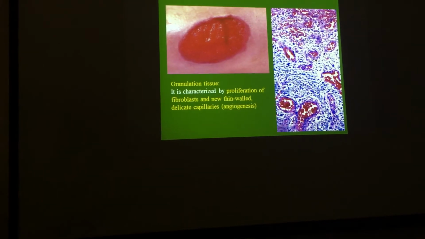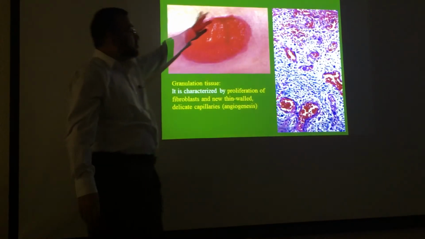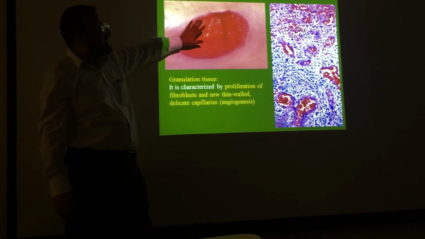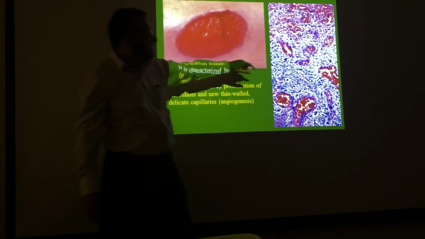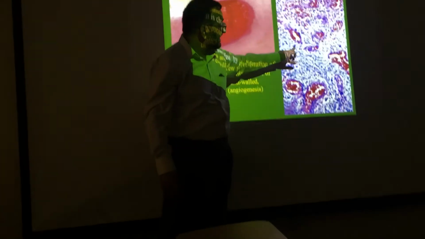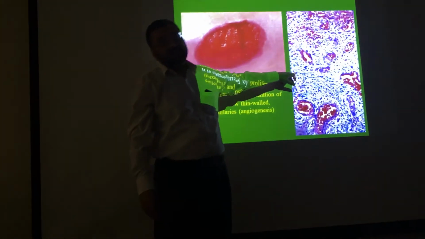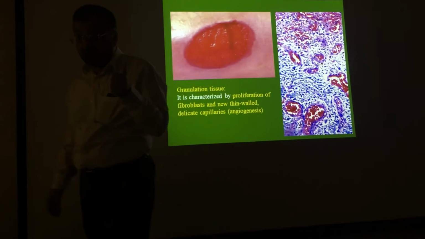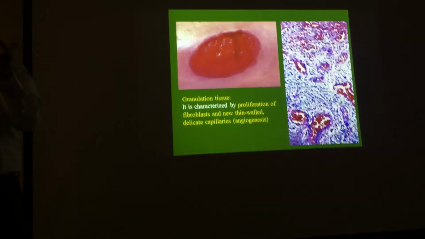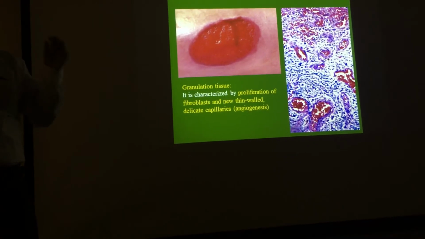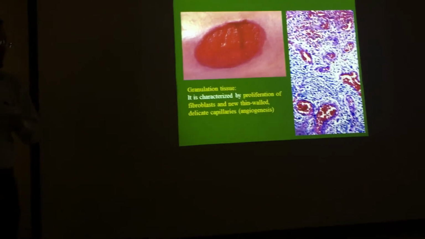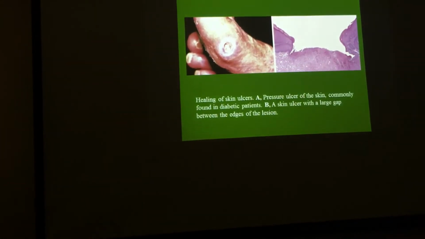Now this is granulation tissue. This was a wound and now it's healing. When the granulation tissue becomes more red, it contains two important things. One is many vessels, and the second is fibroblasts. So proliferation of fibroblasts and many new vessels is known as granulation tissue formation. Then the wound is healing in stages.